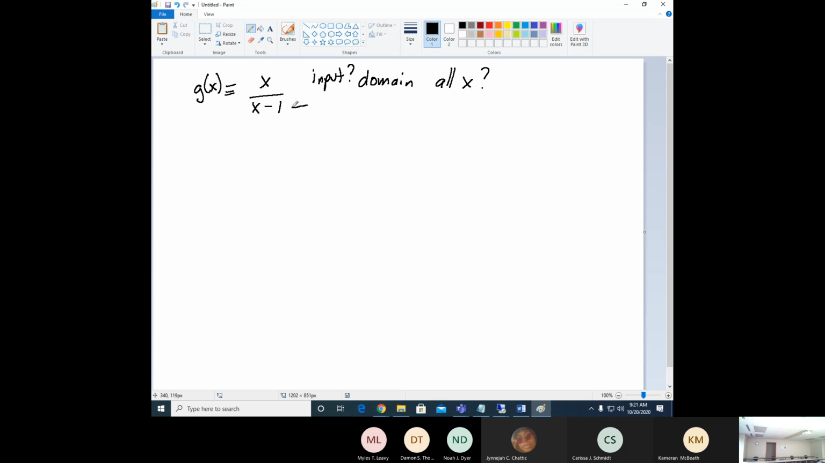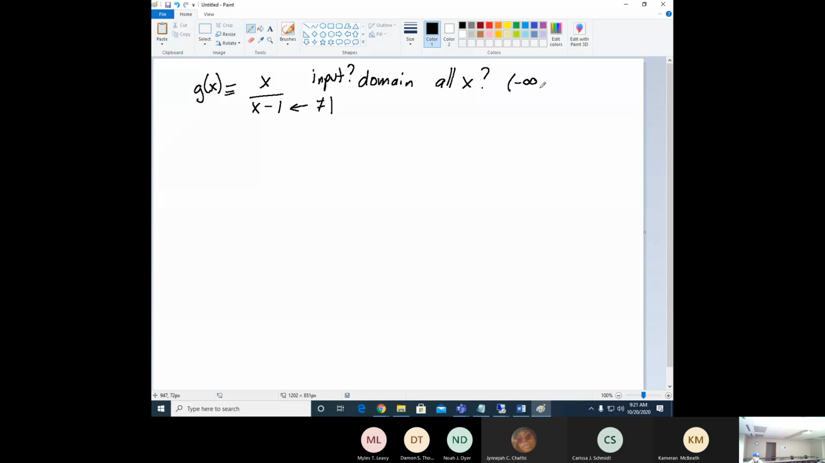We got a problem down here. There's only one problem. I'm not allowed to divide by 0. So what value can I not have for x? I can't have a value of 1 for x. x can never be equal to 1, or I'll be getting 1 divided by 1 minus 1, which is 0, it blows up. Can't divide by 0.